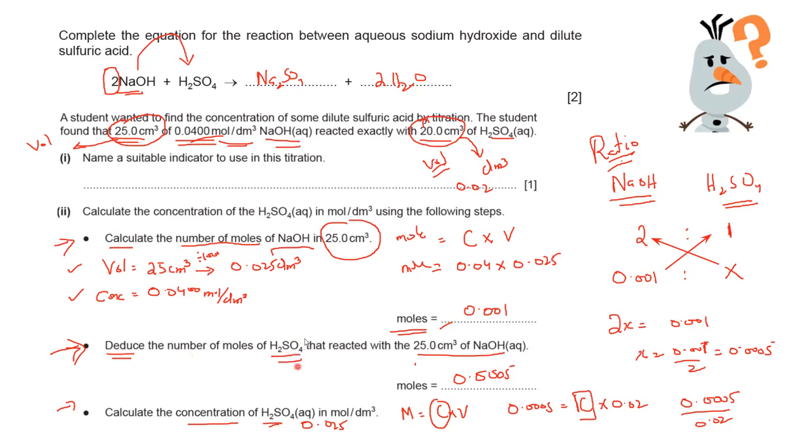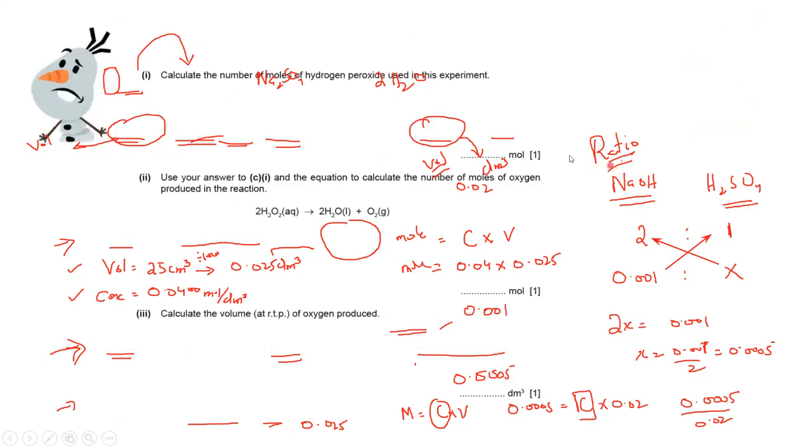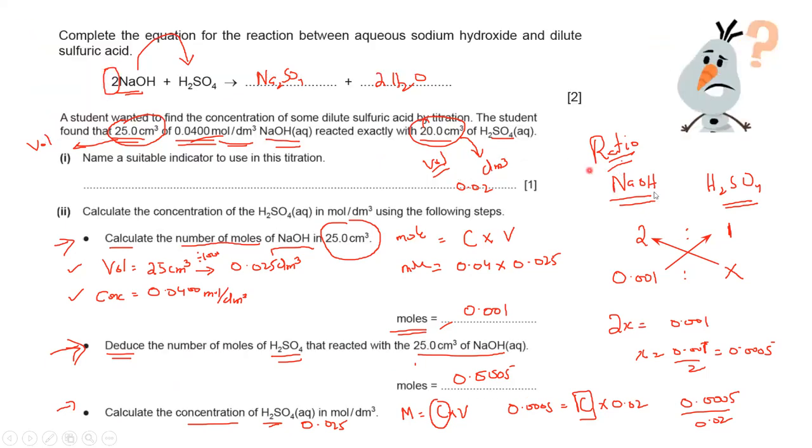Then we need the moles of sulfuric acid. But about the sulfuric acid, the only thing we have is volume. We don't have its concentration, because we need concentration and volume both to get the moles. So we have its volume, that's 20, but we don't have its concentration, so we cannot use a formula. If we cannot use a formula, we can use a ratio.